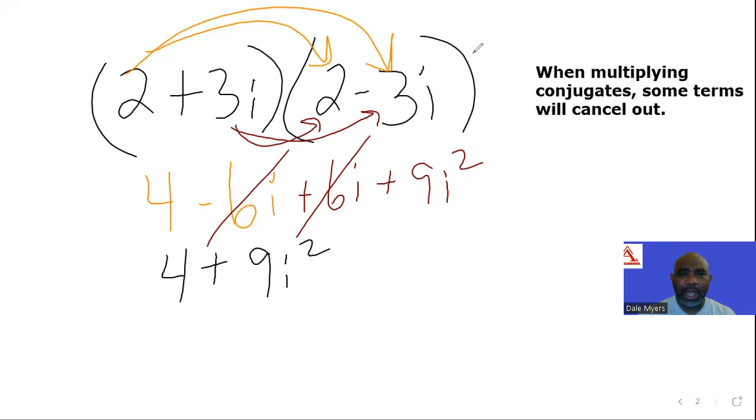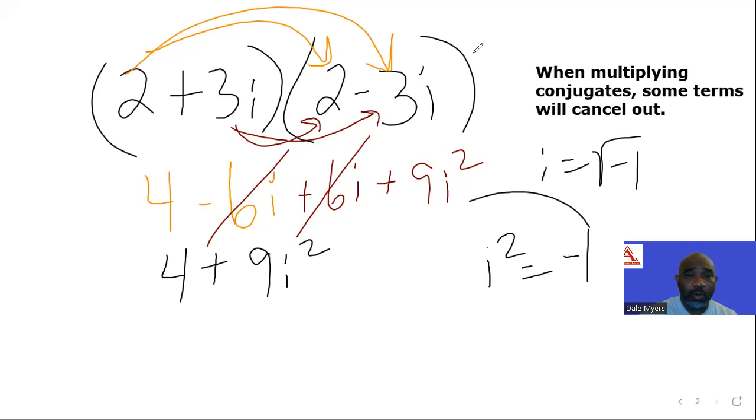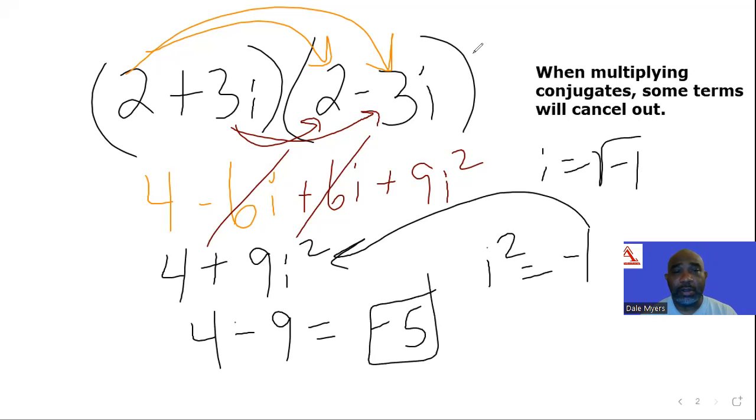But remember, i squared we said was equal to negative 1. On our last example, if i was equal to the square root of negative 1, i squared is negative 1. So we put that right here. 9 times i squared is 9 times negative 1, or negative 9. Bring down our 4. This is 4 plus the negative 9. Our answer is negative 5.